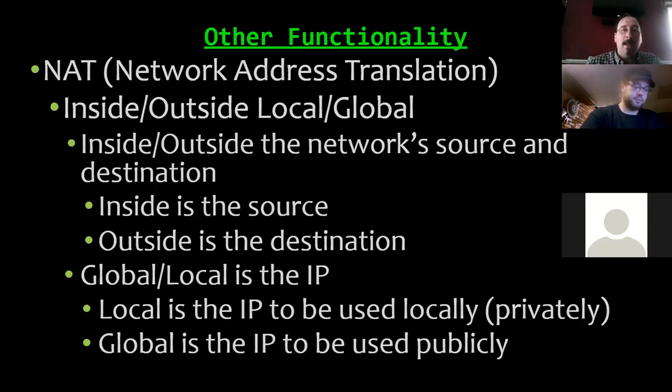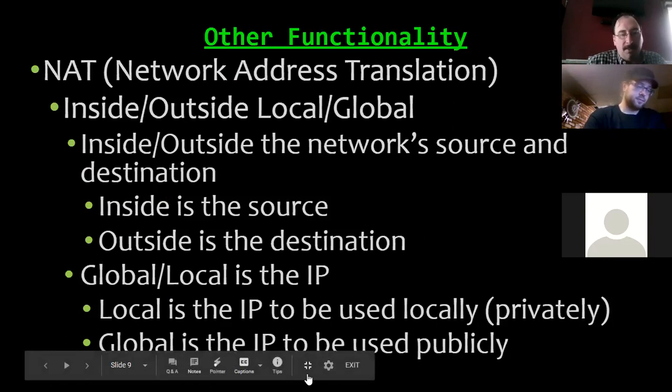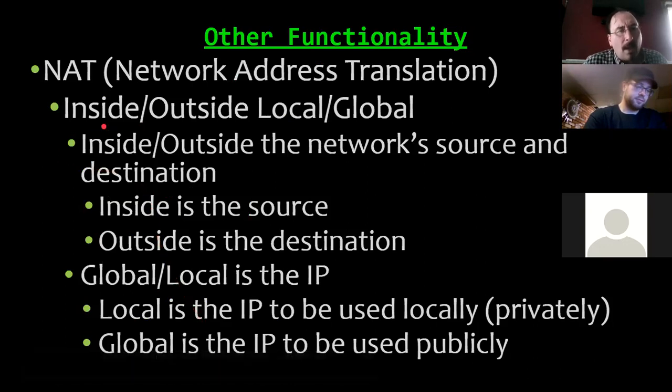Anyway, so long story short, with complexity comes power. Cisco does this in a very complex way, but it's going to give us power. Let me get my pointer so you can see it better. We're going to have two things, and those things are going to have two polarities: inside, outside, and local, global. What do we mean by that?